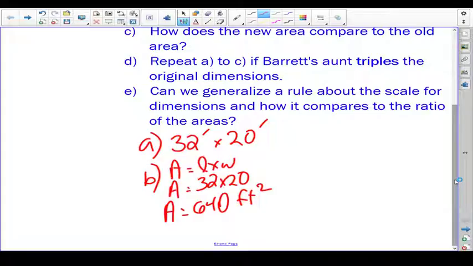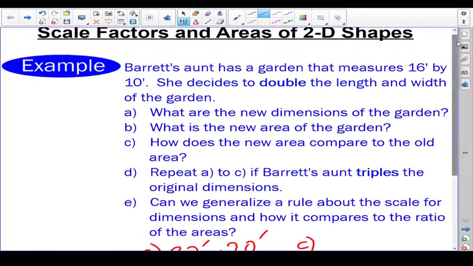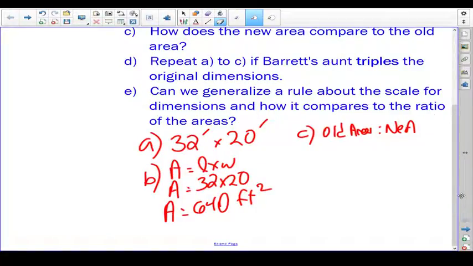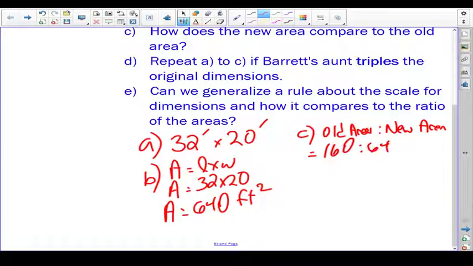Part C, how does the new area compare to the old area? Well, the old area, although it wasn't calculated, was 16 by 10, which is 160. So old area to new area. How do you spell new? Not with an N and an E. We need W. So that's 160 to 640.